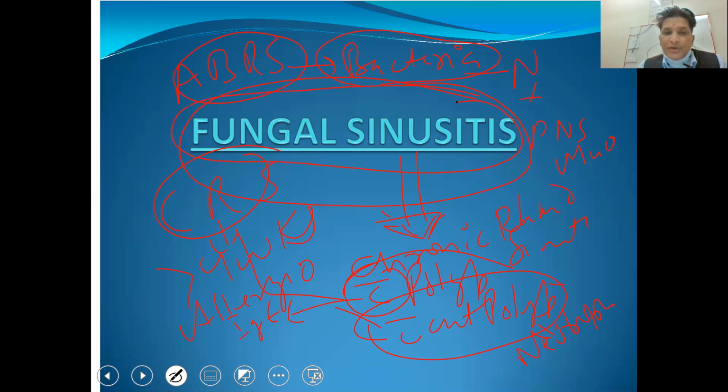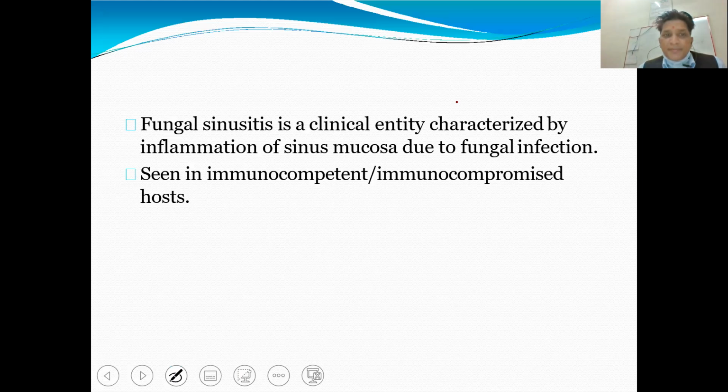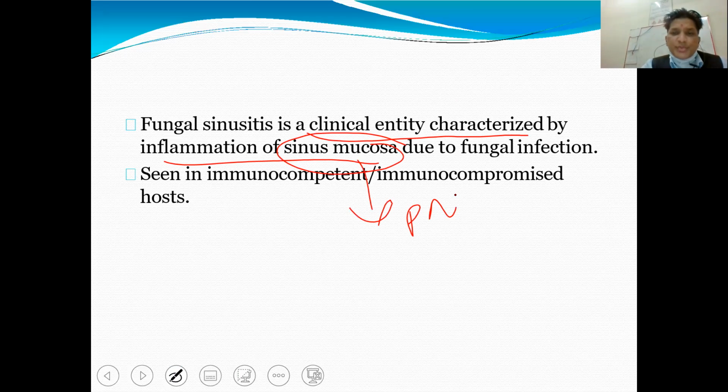So in chronic rhinosinusitis, we also have a topic which is fungal sinusitis, or rather called fungal rhinosinusitis, which is a fungal invasion of the paranasal sinus and the nasal cavity mucosa. So this is essentially a clinical identity characterized by the sinus mucosa, sinus in the sense of paranasal sinuses.